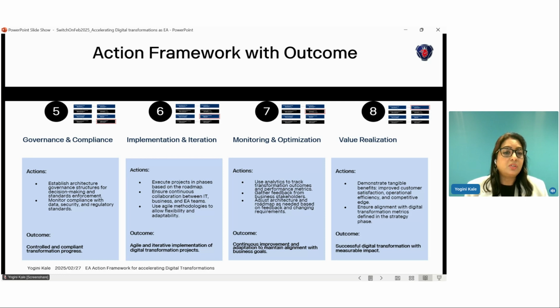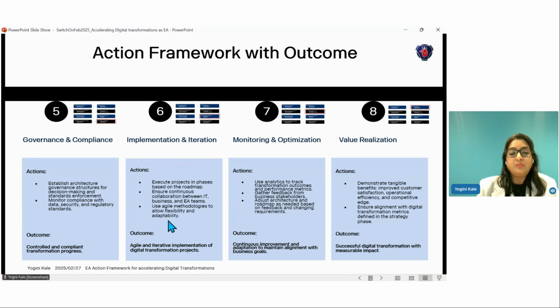robust architecture governance structures for decision making and standard enforcements within the initiative, and also continuously monitor the compliance with data security and other regulatory standards, which are important or significant for the transformation in question. And then the outcome would be controlled and compliant transformation progress, which I would say is not an option, but is absolutely a must-have in today's transformations.